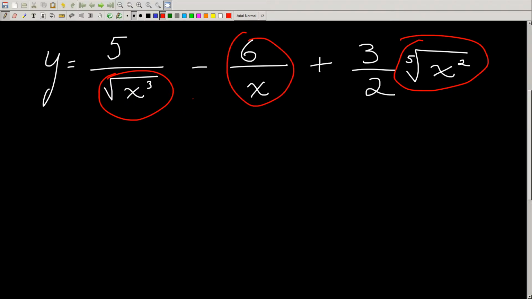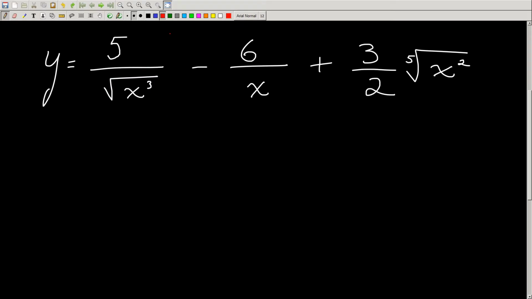Now, here's what you do for each of them. You have to rewrite each term so that it appears as a power. And what I mean by that is it has x to the power of something. Okay? So I have to rewrite each term before I proceed with the derivative.